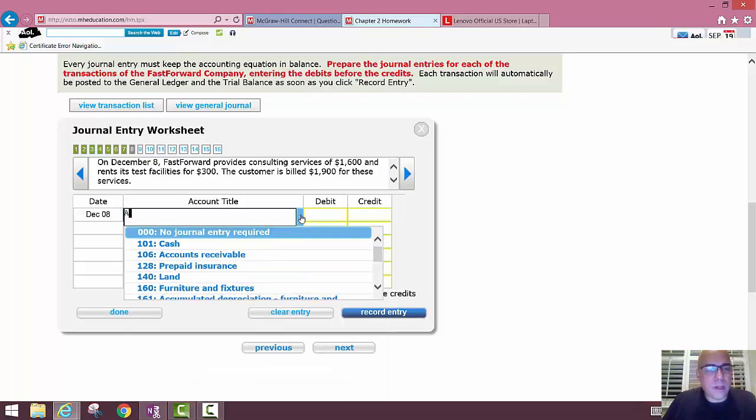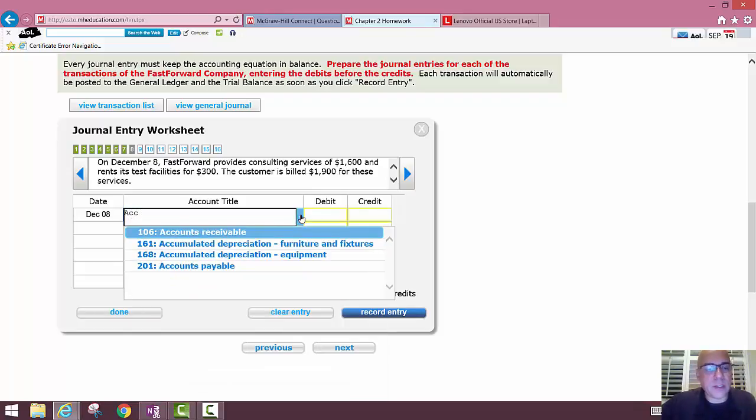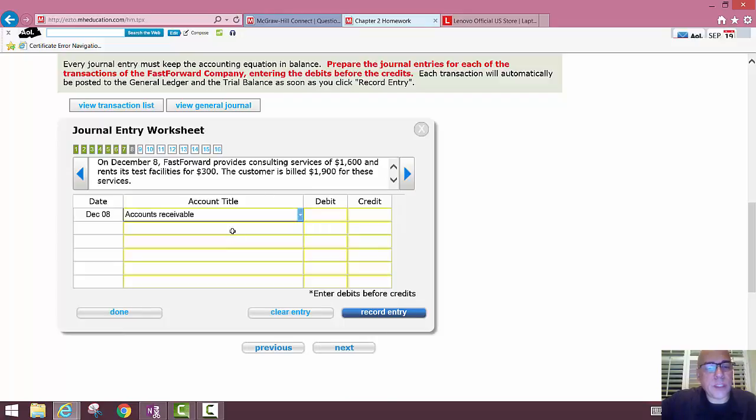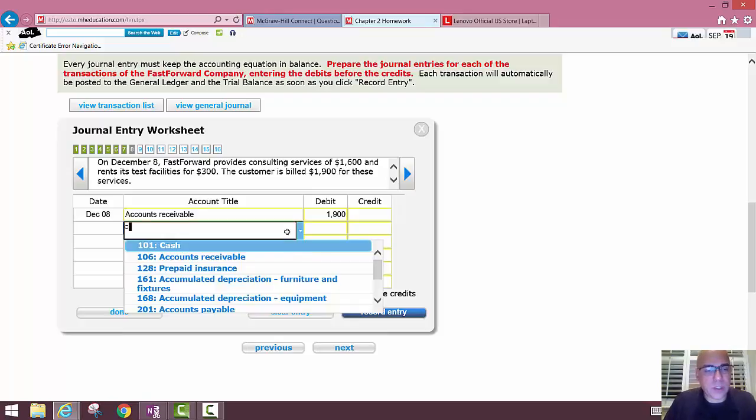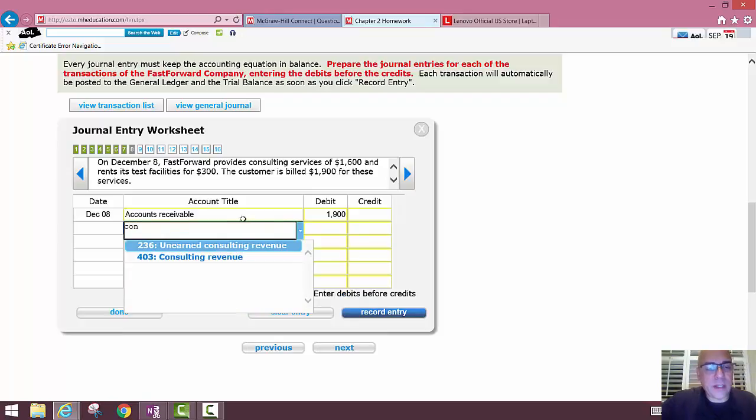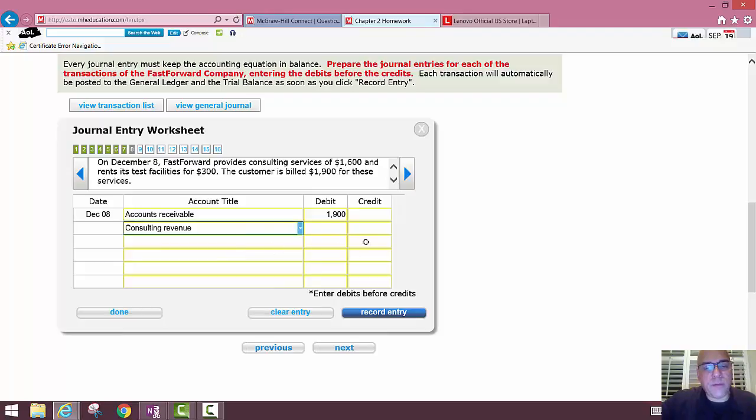We have to have an accounts receivable, right? This is a receivable. We're going to receive this money in the future. So the person hasn't paid us yet, but they're going to pay us. So we have a future economic benefit. We have a receivable. So we debit our asset, $1,900. Okay, now how about our other side of this transaction? How about our credits? Well, we provided consulting services, and I know now that they call that consulting revenue for $1,600. That's the consulting revenue part of that.